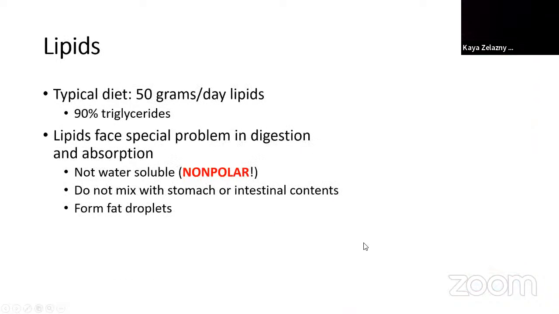Our next group are our lipids. So a typical diet contains maybe about 50 grams per day of lipids, and 90% of that is in the form of triglycerides. So our triglycerides are our fats and oils. So we know they have the glycerol backbone, and then they have their 3 fatty acids coming off. So I draw this sort of flag structure with these waves or lightning bolts coming off. I'm talking about a triglyceride. That's the glycerol backbone here, and those are the fatty acids.